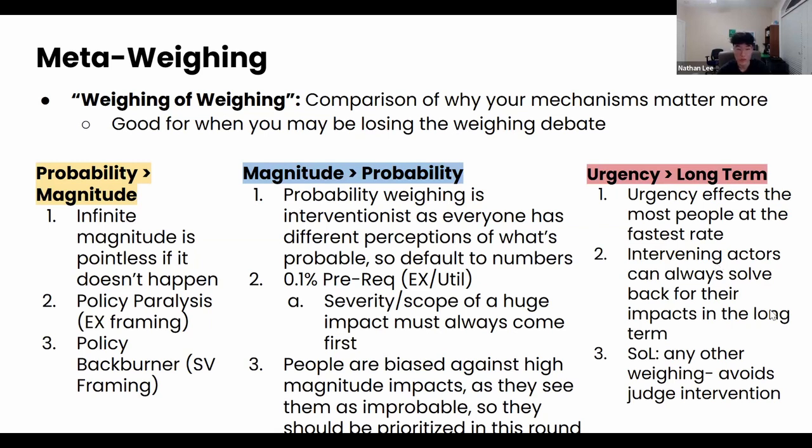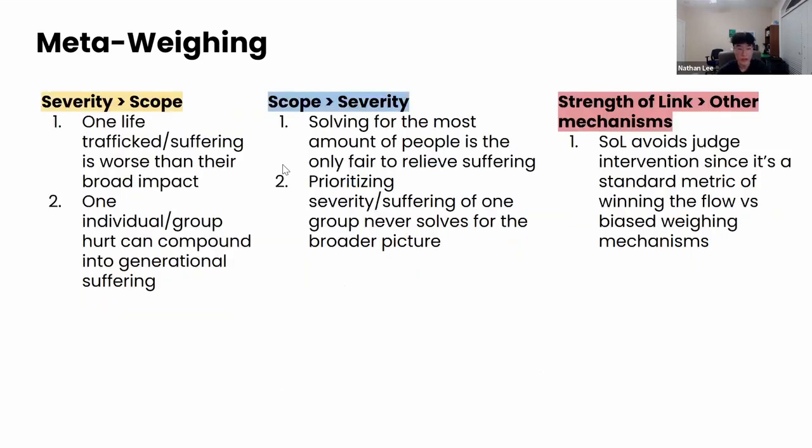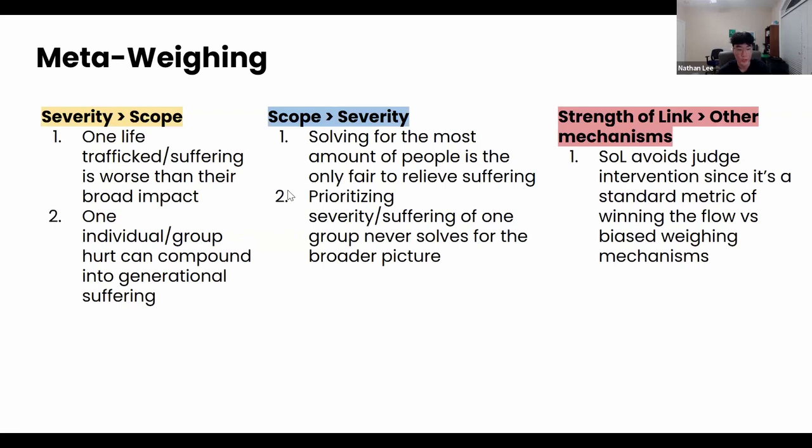Okay, so then we'll go to severity versus scope. So again, this is commonly used in SV versus extinction framing situations. So for example, if you're trying to win SV, you'd say that one life that's trafficked or suffering is worse than their broad impact. And then you'd also say that one individual or group hurt can compound into generational suffering, which means that you're inherently linking into scope. And Melindu, yes, we'll have the slides open. I'll have the link in the chat after.